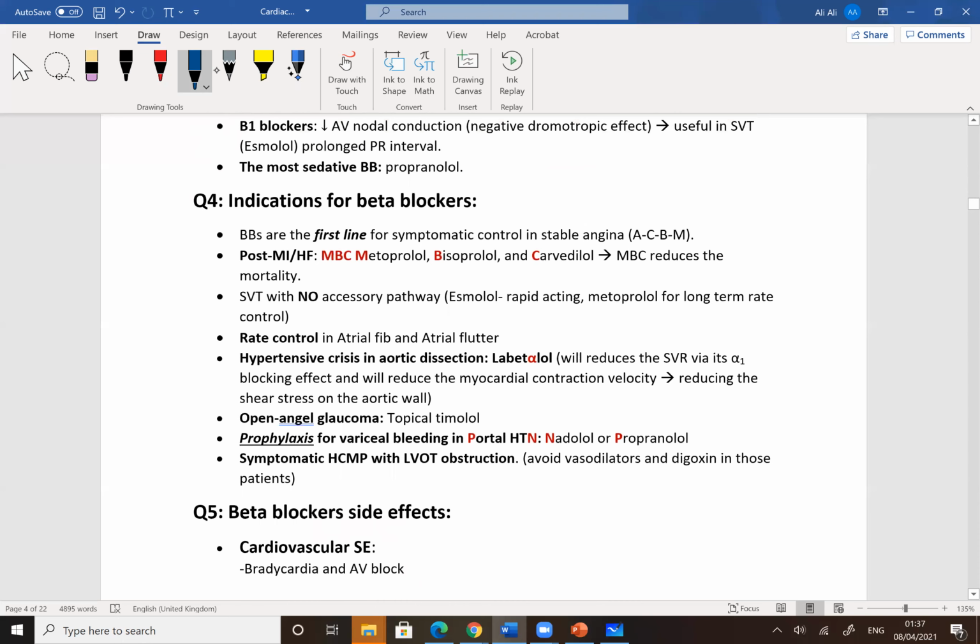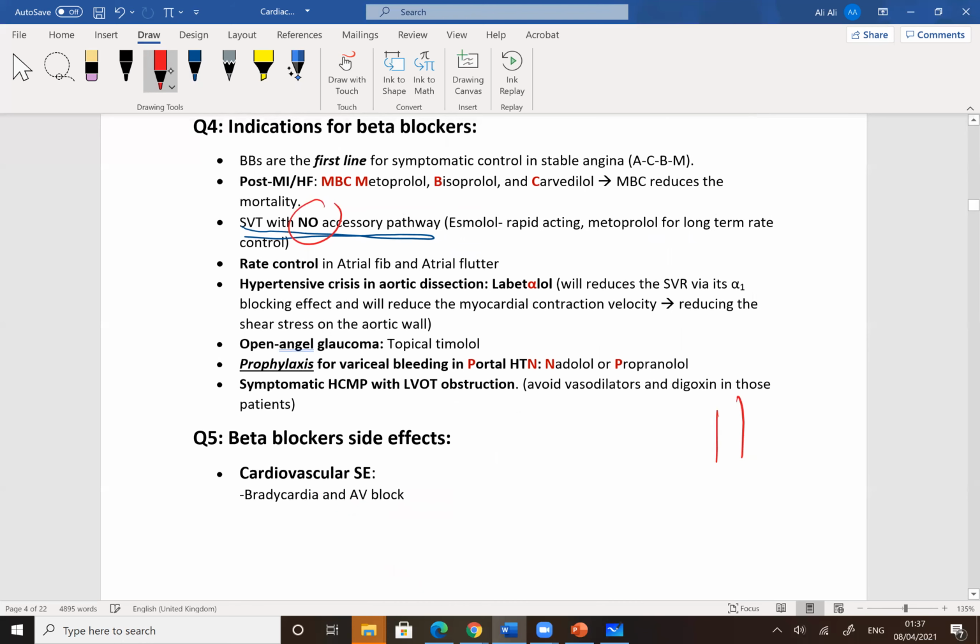SVT without an accessory pathway. If you have an SVT without an accessory pathway, you give esmolol or any beta blocker, like metoprolol, to reduce the conduction of the supraventricular tachycardia into the ventricles. We explained how a little while ago. Why did I write here SVT without accessory pathway? Because what happens, guys? Let's imagine this is the heart, and this is the aorta, of course.